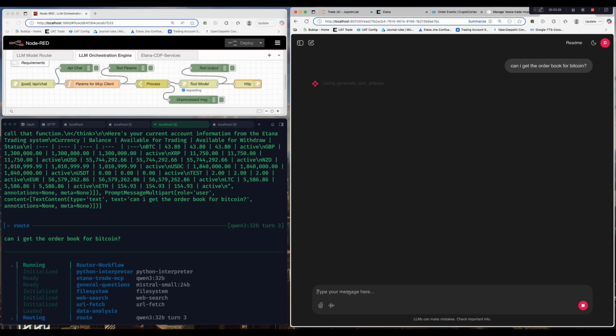Now, since I'm on the journey to go buy some Bitcoin, I want to do a trade. In order to do that, I want to get an order book. I want to know the prices that are across the different exchanges to see how am I going to place this trade, and basically, how can I make the trade? So let's see how the LLM does in this case.